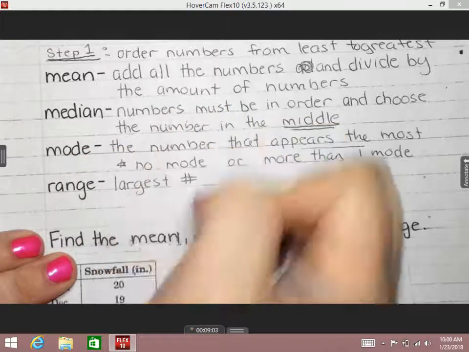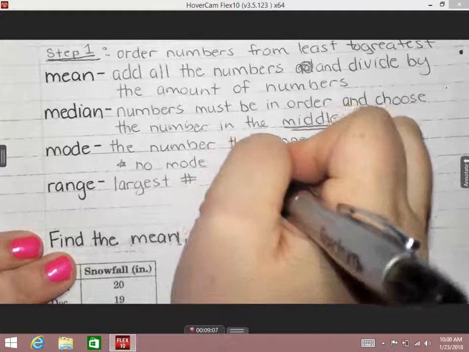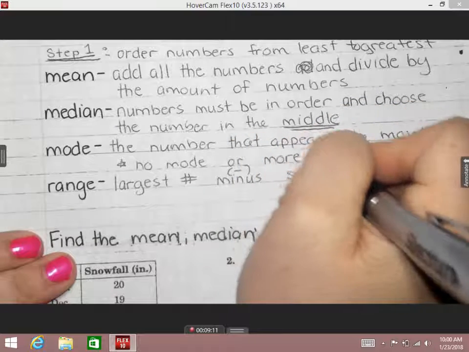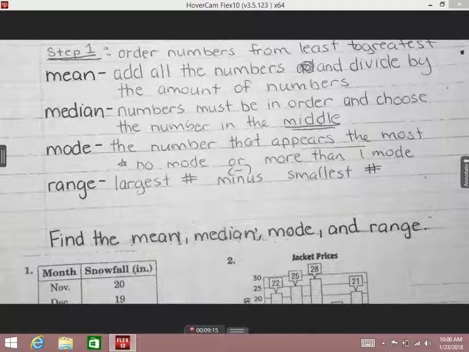I'm just going to use the hashtag number symbol, okay? Minus the smallest number. And that's going to give me a range. That's going to tell me how far apart that information can be.